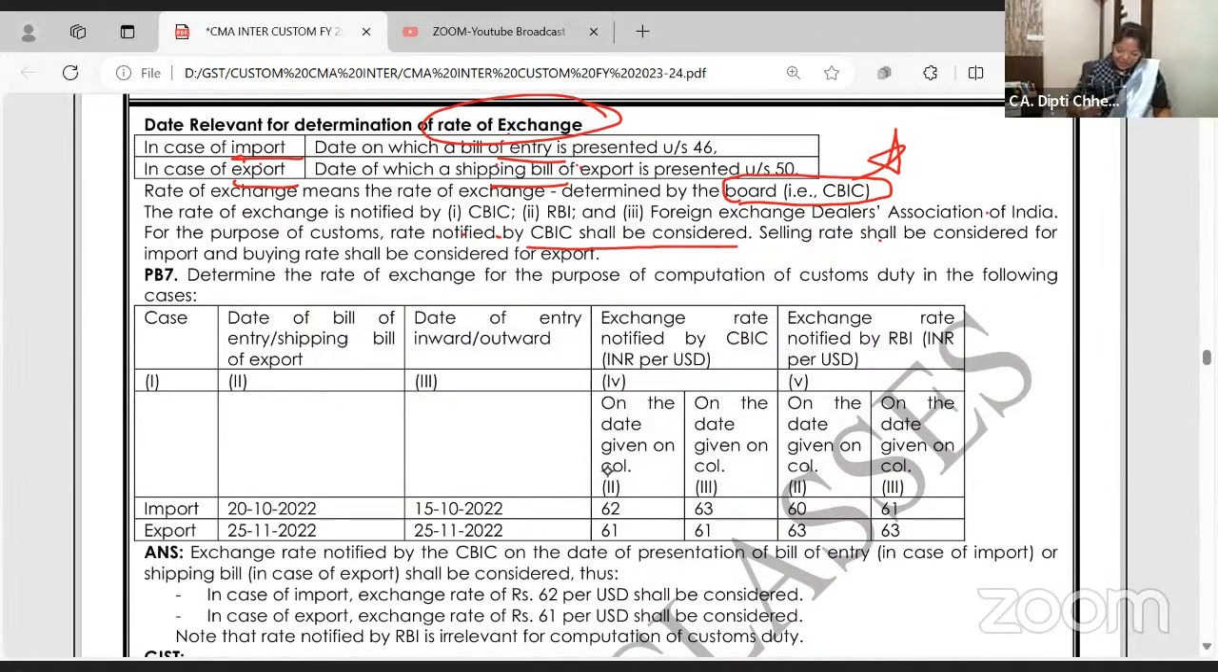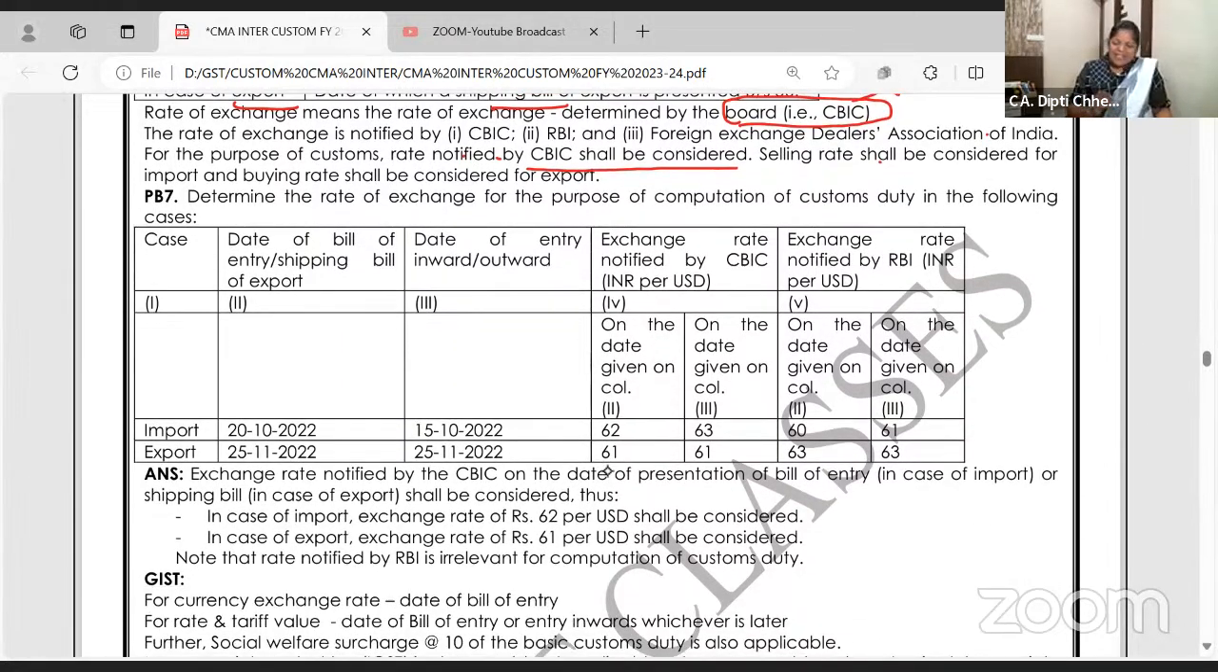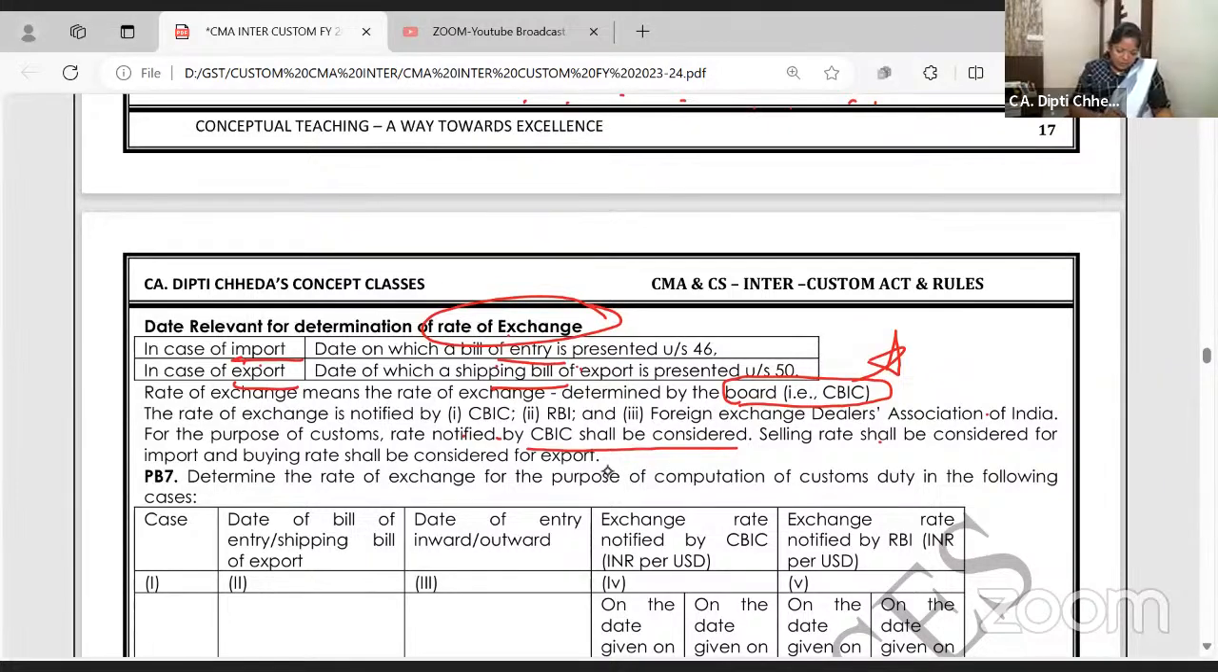Okay, already in question which is asked. It's very easy to solve it, but if they ask in MCQ, you can directly write the answer here. And if they ask you in question answer form, you have to write the rule. Ma'am, what's the rule? This is the rule. For rate of exchange, in case of import, date of bill of entry. In case of export, shipping bill.